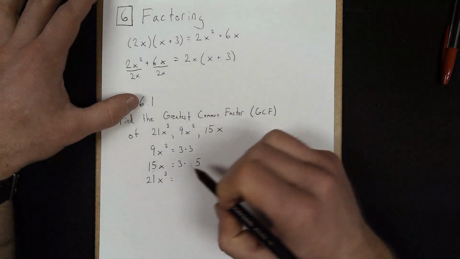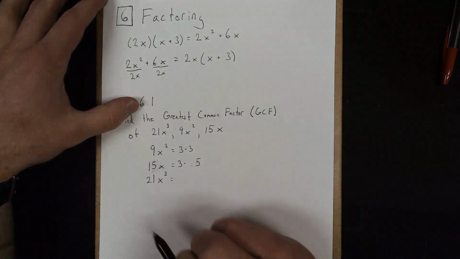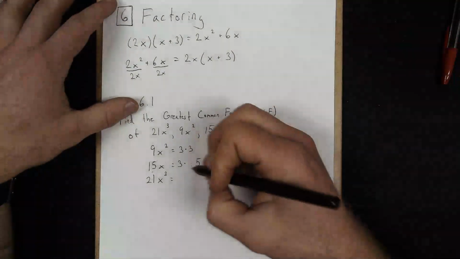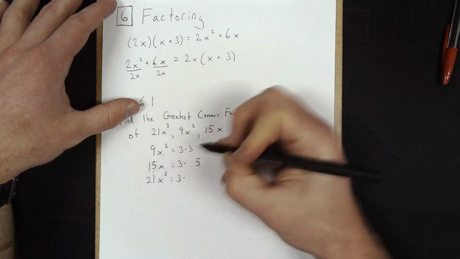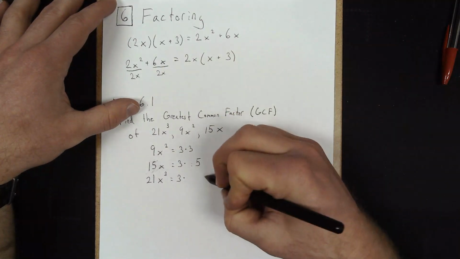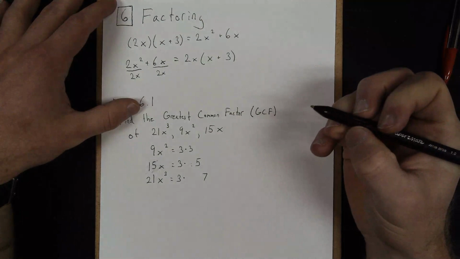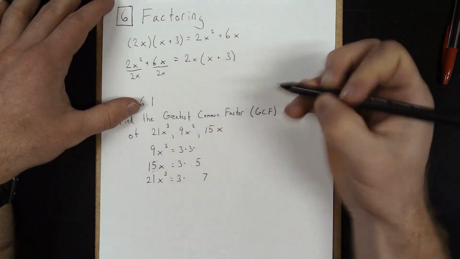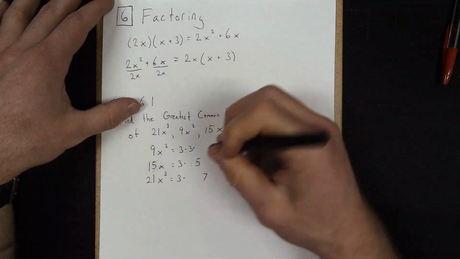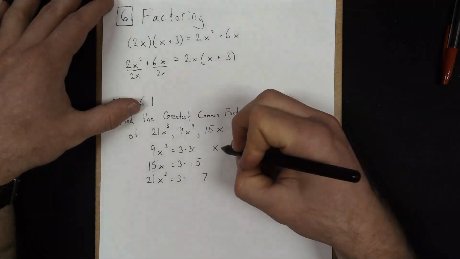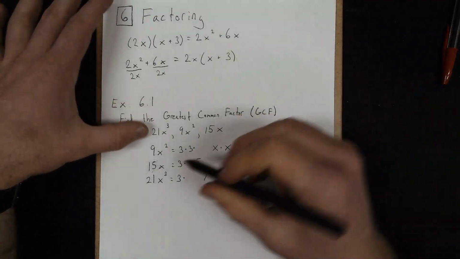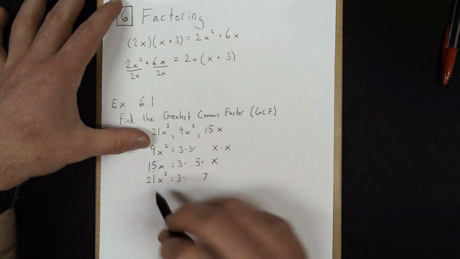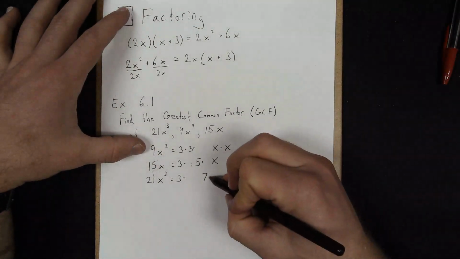All right, ignore the x for now. Then 21 is 3 and 7. Skipping these columns, I'm going to put my 7 over here. And now we can go back to the x's. On my first one, notice how I'm putting my x in its own column, and we have 2, so we're going to write x twice. 15x, we only have 1 x. 21x cubed, we have 3 x's, so we're going to write all 3.